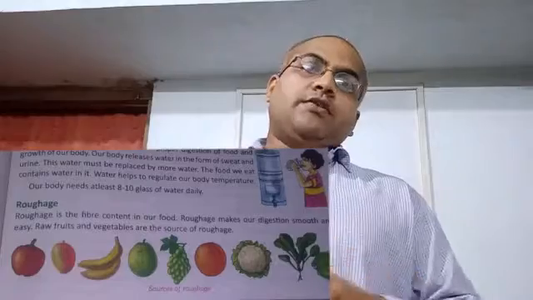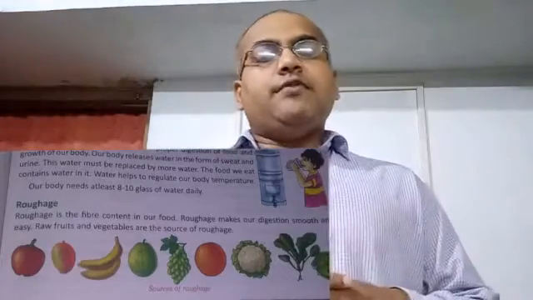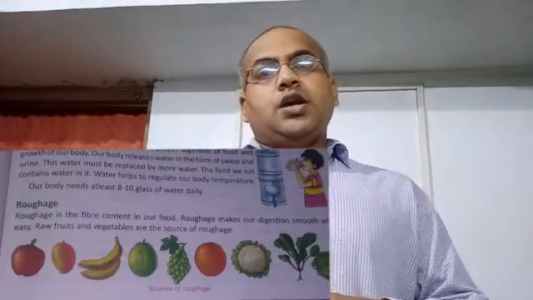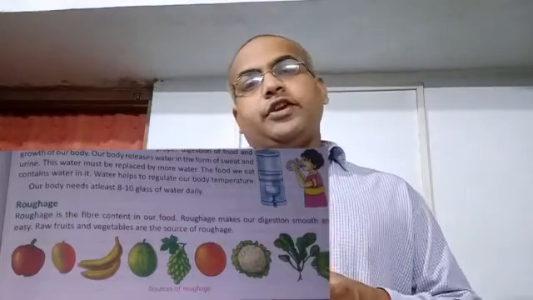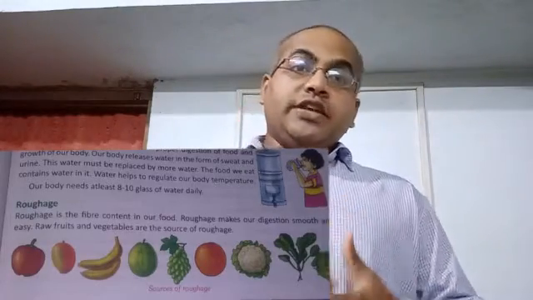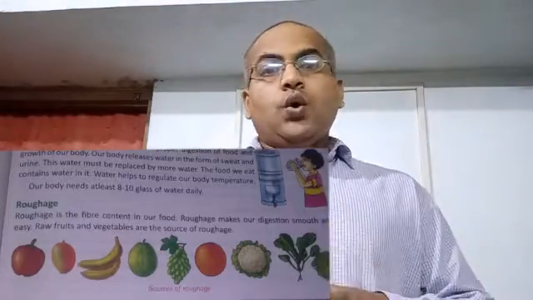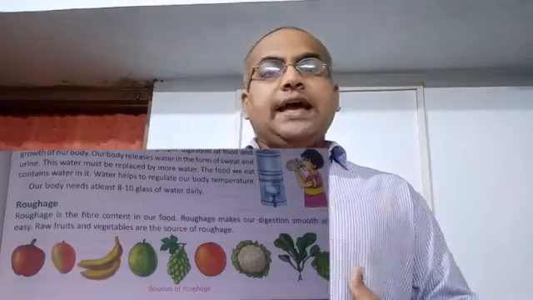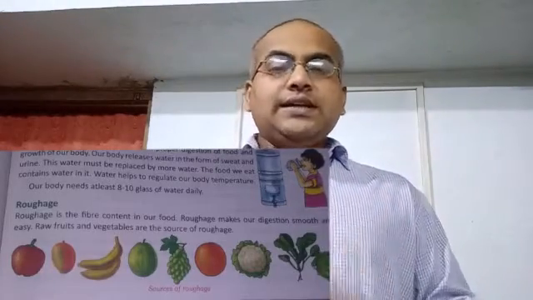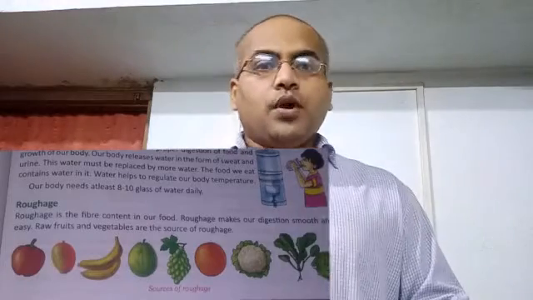So these are the minerals and vitamins which we need in our body. Next come the fibers or dietary roughage. In the food we eat, normally green fresh vegetables, fruits and whole grains, we get roughage from there, and this roughage helps us to remove the undigested food from our body.